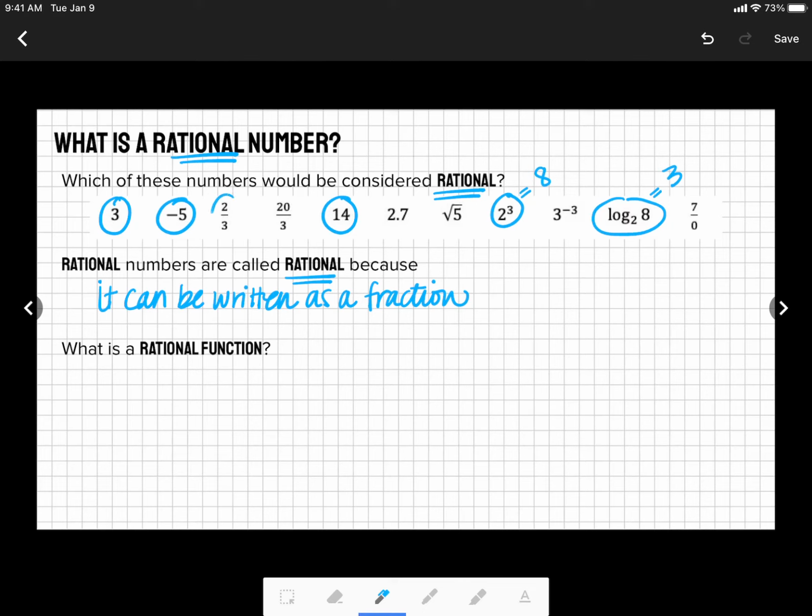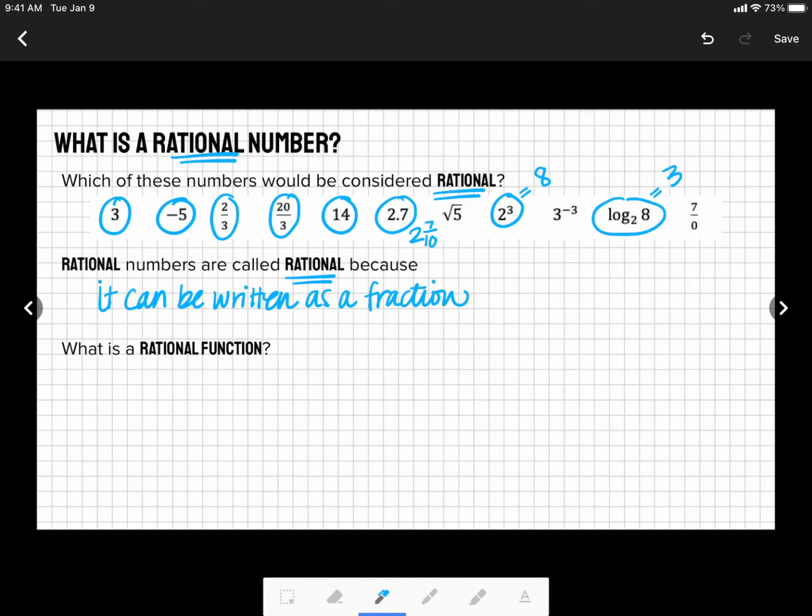2/3, that is a fraction right there, so that is a rational number. We still have a couple rational numbers left. 20/3 is a rational number, and 2.7 is also a rational number. You can think of this as 2 7/10. That is a rational number. We can rewrite it as a fraction.